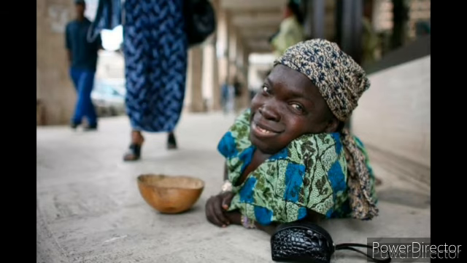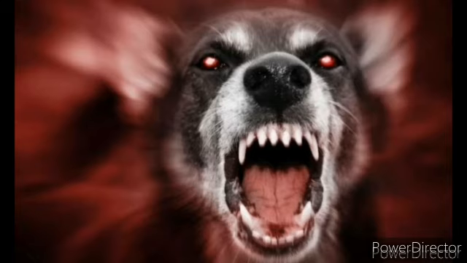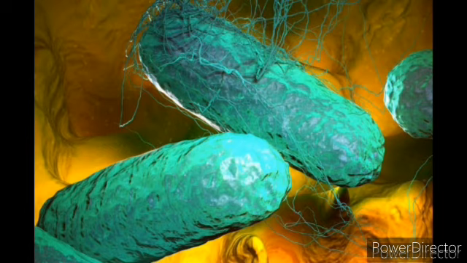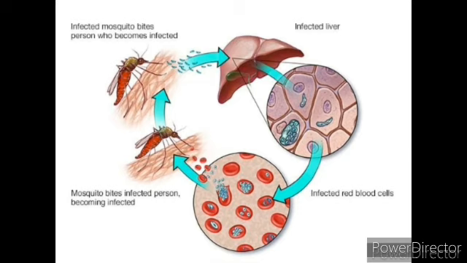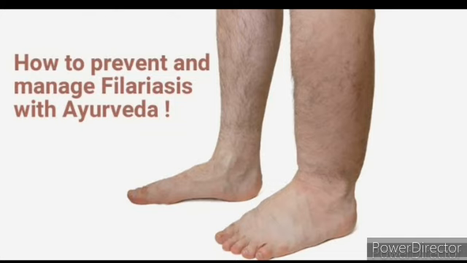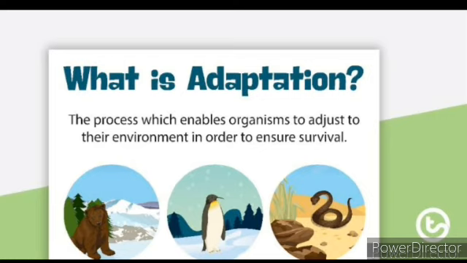And we have also discussed the common diseases caused by viruses like polio, rabies, mumps, and common diseases caused by bacteria: cholera, tetanus, typhoid, and common diseases caused by protozoa: amoebiasis and malaria. Diseases which are caused by worms include filariasis, taeniasis, and ascariasis. And lastly, about adaptations and habitats.